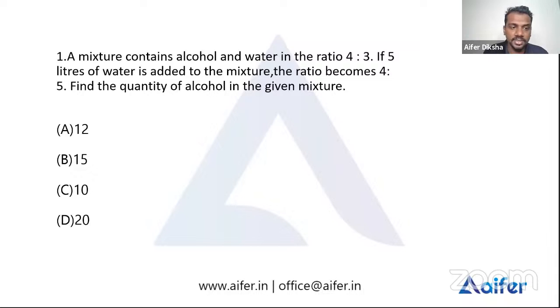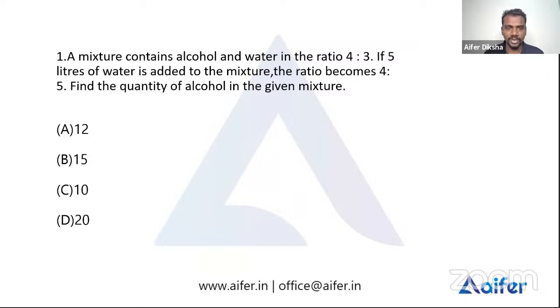A mixture contains alcohol and water in the ratio 4:3. If 5 liters of water is added to the mixture, the ratio becomes 4:5. Find the quantity of alcohol in the given mixture. That's a question. Okay, try to do the question. Same as the previous basic principle that I have discussed as a theoretical concept.